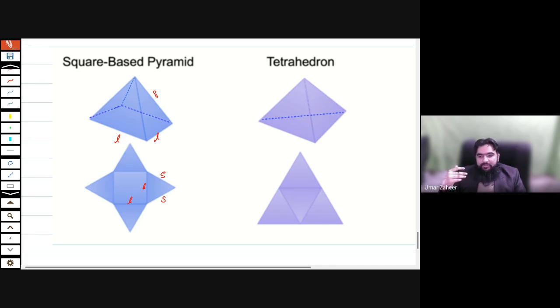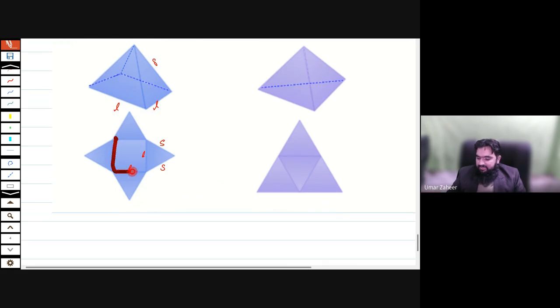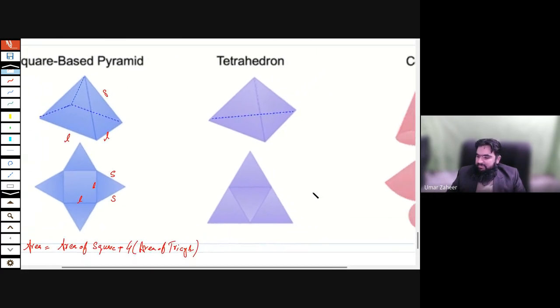If you need to find the surface area of this pyramid, you need to find the area of the square plus 4 times the area of a triangle. So the surface area will be equal to the area of a square plus 4 times the area of a triangle. Yes, is it clear?